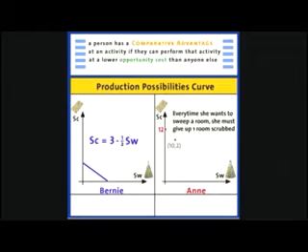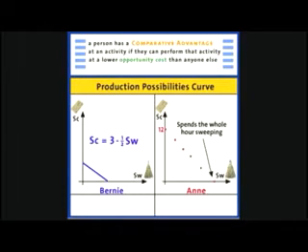Notice we can connect the dots here to find Ann's production possibilities frontier. So let's connect the dots. And just like Bernie, Ann's production possibilities frontier is a straight line. What does that tell you? What does it tell you that Ann has a straight line production possibilities frontier?